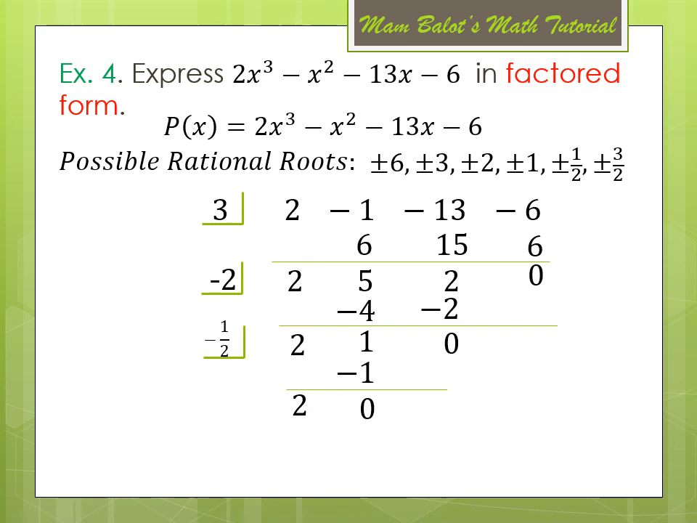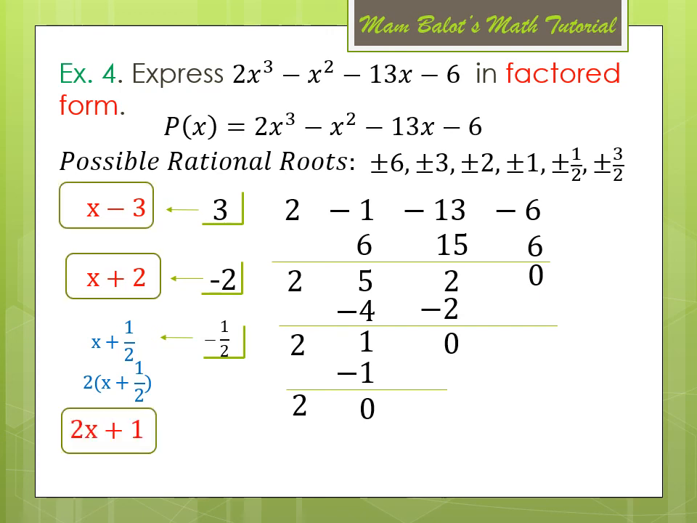Transforming now to factors, we have 3 becomes x minus 3, negative 2 becomes x plus 2, and negative 1/2 is x plus 1/2. Take note that since we have a 2 left in our synthetic division, we can multiply that to our last factor, which is x plus 1/2, so that becomes 2 times x plus 1/2, and that is now equal to 2x plus 1. So these 3 now are the factors of our polynomial. So p of x is equal to x minus 3 times x plus 2 times 2x plus 1.